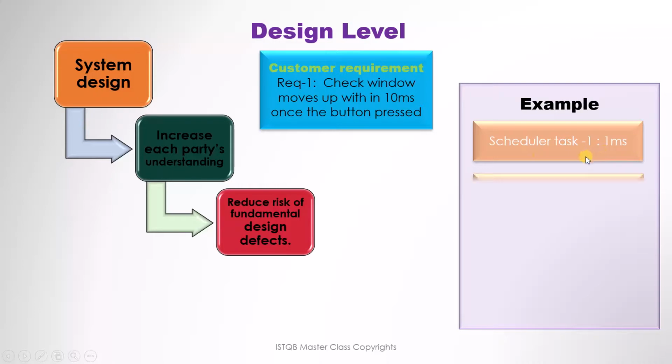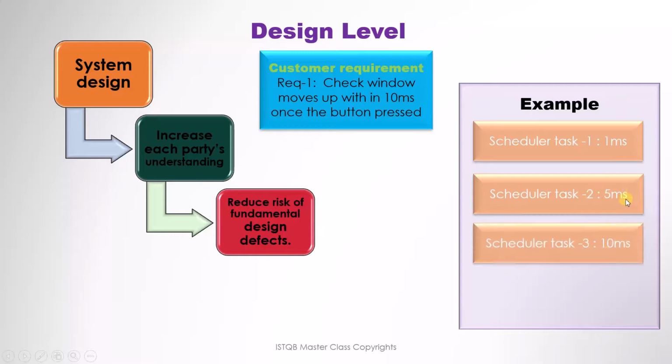And similarly, if you have a scheduler task of 5 milliseconds, then all the functions in it will be called in 5 milliseconds. Again, the same goes for the scheduler task of 10 milliseconds. All the functions in it will be called in 10 milliseconds. Now, here we have a scheduler task of 100 milliseconds. And as you can see, the developer has put the up movement task, which will cause the window to move up here. But our customer requirement had asked for the window to move up within 10 milliseconds.